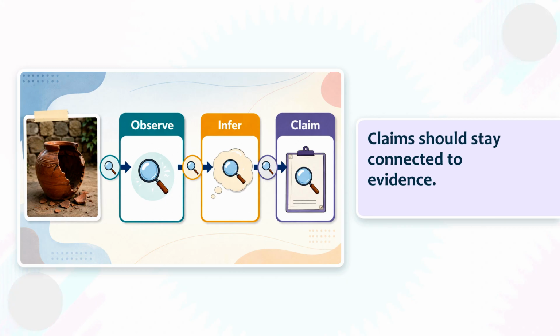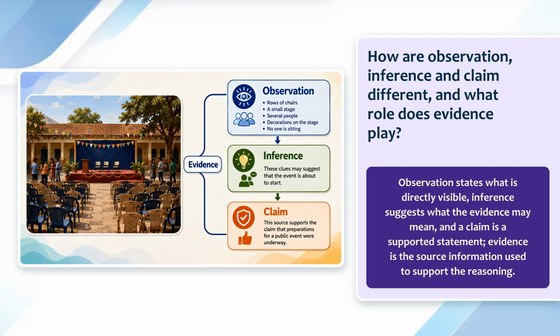Claims should stay connected to evidence. The stronger the link between source details and reasoning, the more careful the explanation becomes. Use the 3-step ladder beside the source. How are observation, inference, and claim different, and what role does evidence play?